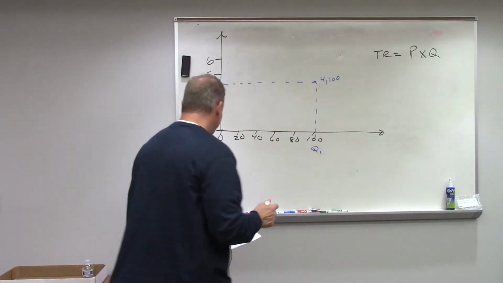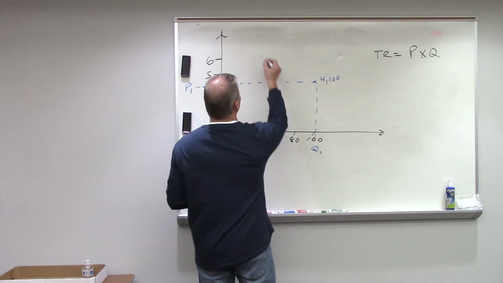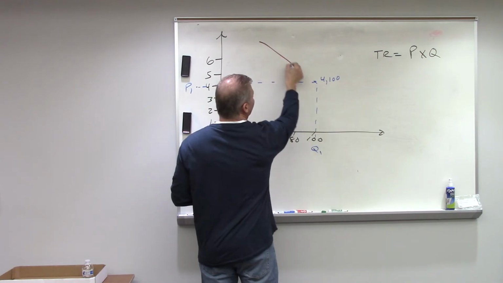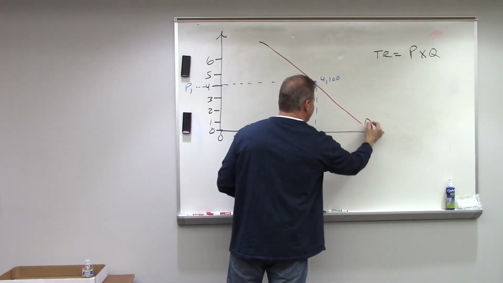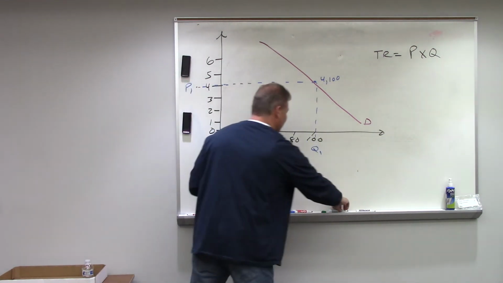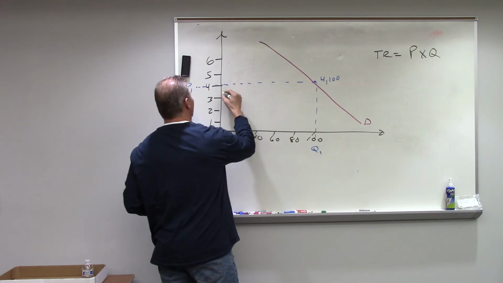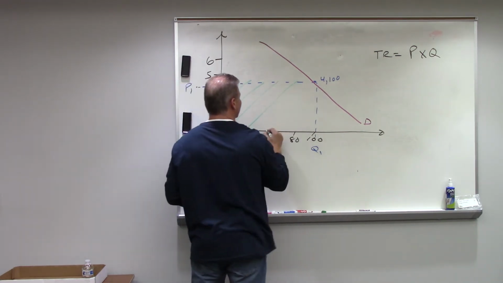So let's say I go ahead and put in our demand curve. In fact, I'm going to use a little maroon here. Just assume that's on the line, right? There's your demand curve. Now let's shade this zone in. Let's go ahead and shade that sucker in.